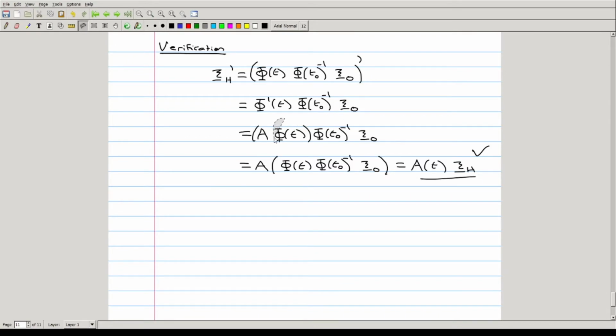And I really want to indicate here that A is a matrix function of t. So in general, this works not just for constant matrices, but for more general coefficients that are functions of the independent variable.